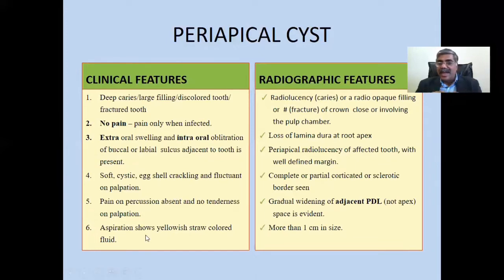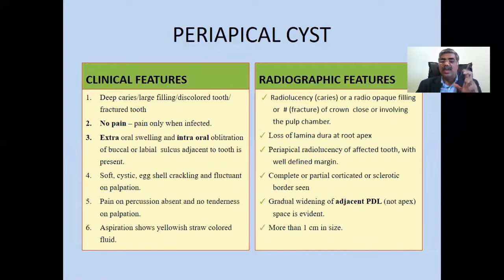If you try to aspirate a cyst, you may get yellow, straw-colored fluid in a periapical cyst. Radiographically, there will be loss of lamina dura at the root apex. There will be a periapical radiolucency, and the radiolucency will have a well-defined border with a sclerotic margin, and there will be gradual widening of the adjacent periodontal space, and the size is more than 1 centimeter.